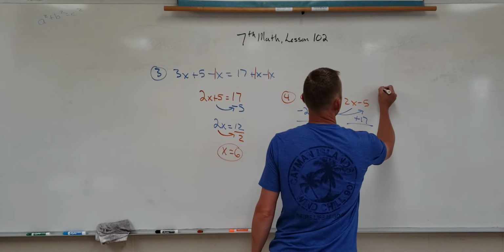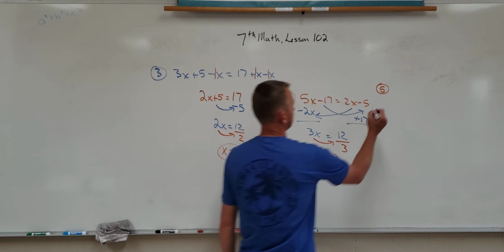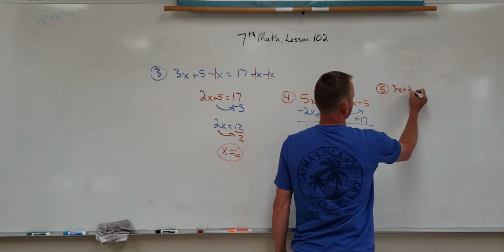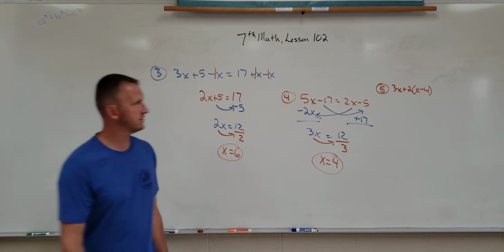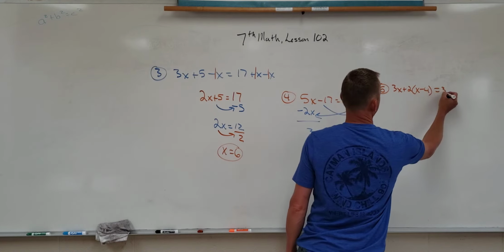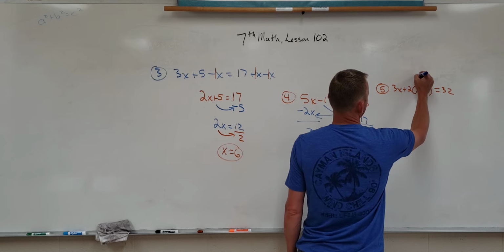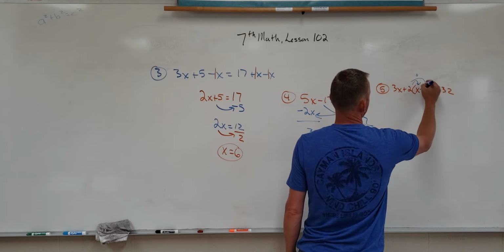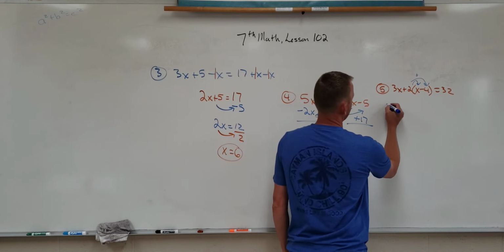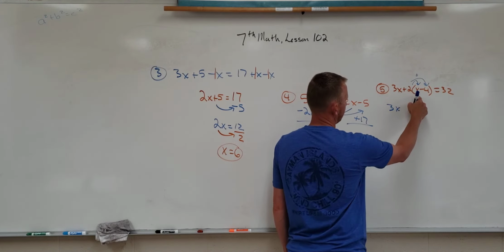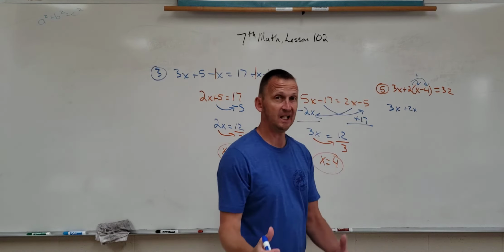And then our last example, example 5. 3x plus 2, and then in parentheses we have x minus 4 equals 32. So our first step is we need to do distributive property with our 2. Okay? So we have 3x, 2 times x, gives me 2x. 2 times 4 gives me 8.